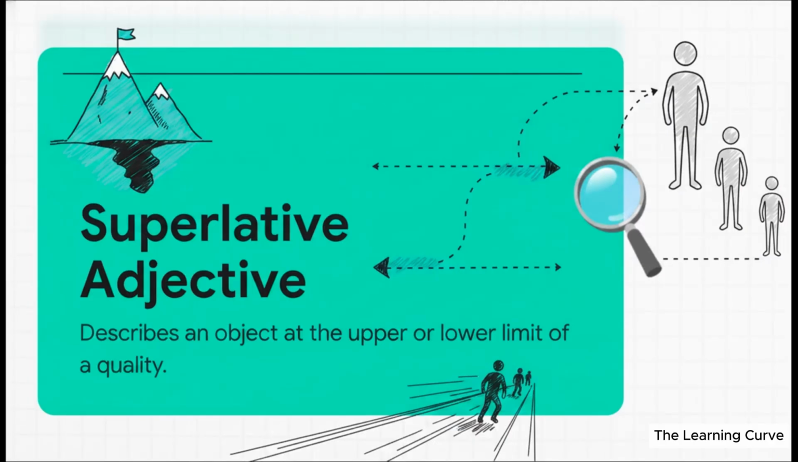So, what does this actually mean? Let's look at the exact definition. A superlative adjective is a word that describes an object sitting at the very upper or lower limit of a quality. We aren't just saying someone is tall or even taller than their friend. We're saying they are the absolute tallest of them all, or the smallest, or the fastest. It's just a really elegant way to pinpoint the very edge of the spectrum.